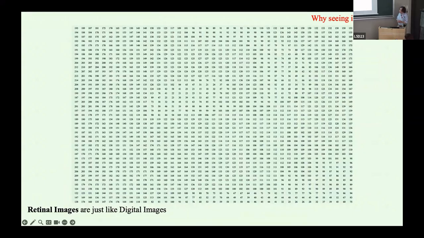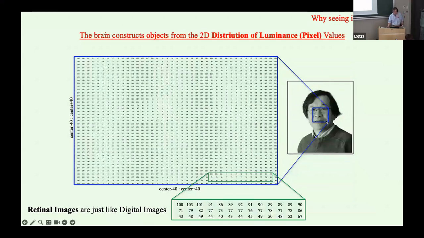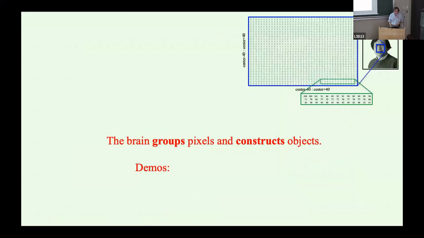Okay, and you can see many numbers, each indicating the brightness at each position. But of course, only from these numbers, we cannot tell what this image is. In fact, this was a part of the human face. But remember, the retinal image is all that we get from our sensory system. Then what does the visual system do to see the object? It gradually groups these local information and constructs objects and scenes. So the key points are grouping and construction.